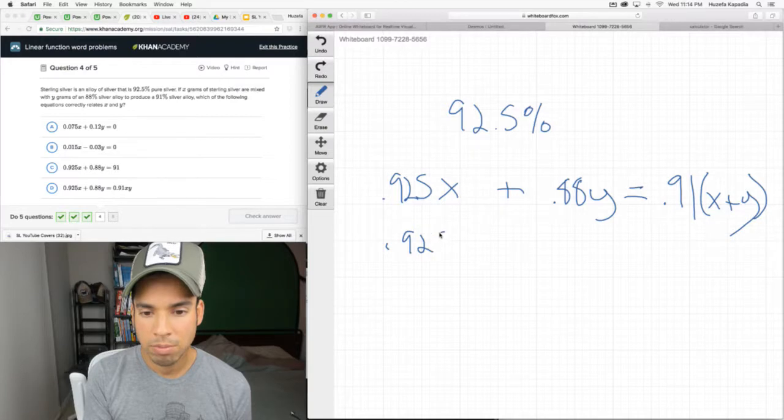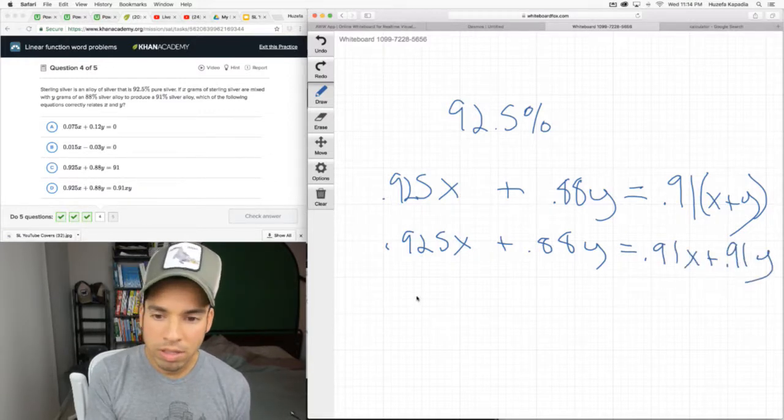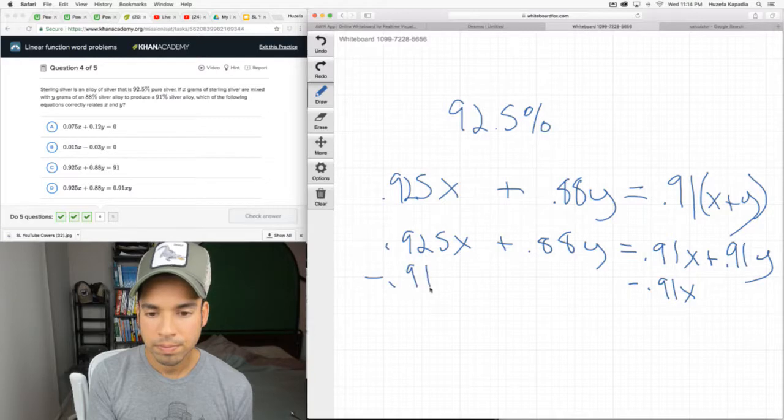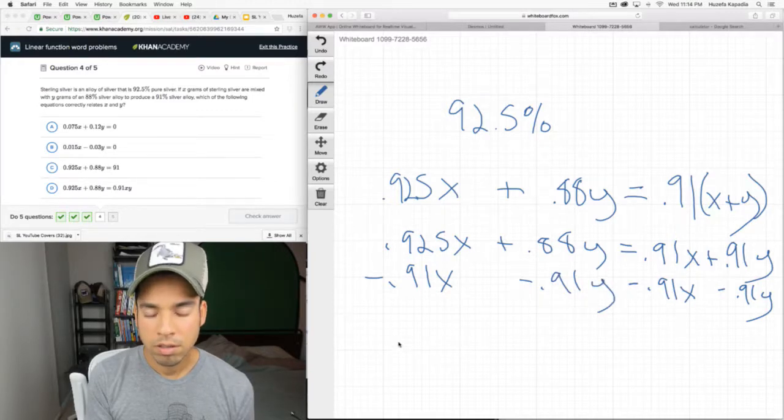So first I'm going to say 0.925x + 0.88y equals 0.91x, distributive property, plus 0.91y. Let's get both of these over here. So I'm going to subtract this from both sides. And I'm going to subtract this from both sides. And we get, this becomes 0.0.